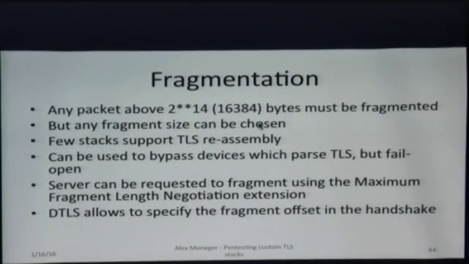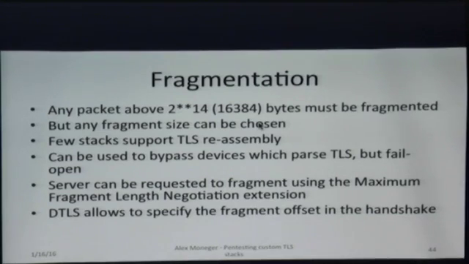So yeah, I'll talk about fragmentation. This is quite nice, actually. The spec says that any packet above 16,000 bytes must be fragmented. But the thing is, you can choose any fragment size you want. And if you remember, as I was saying earlier, very few stacks support TLS reassembly. So this means that your end server is probably going to support it, but your middle box might not. So what you can do is fragment your packets, say make them 16 bytes, and send those across, and there's a good chance that your middle box will fail to actually rebuild it. So all the stuff like IPS, all the stuff which does man in the middle on TLS, if it fails open, can be vulnerable to this if it doesn't do proper TLS reassembly.